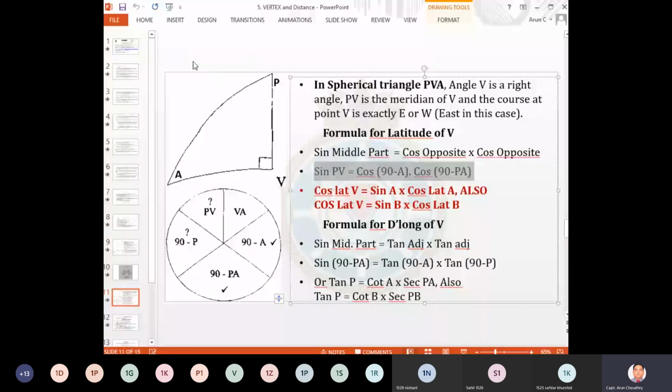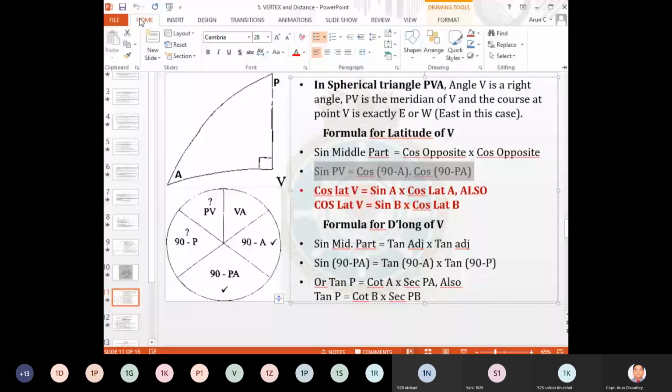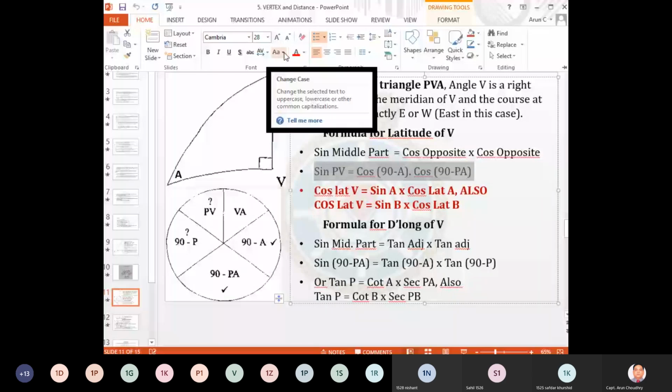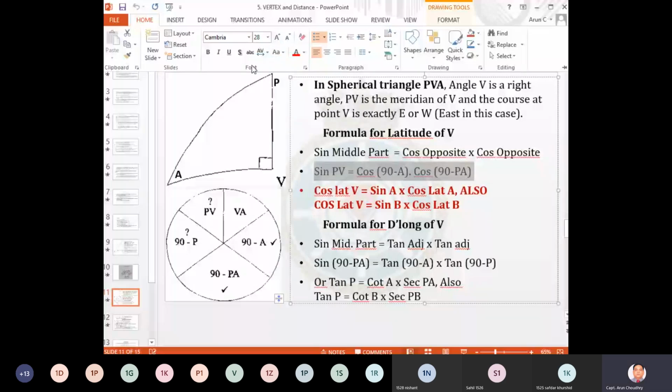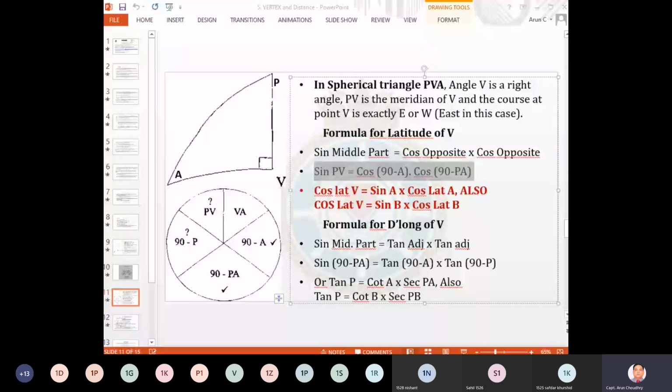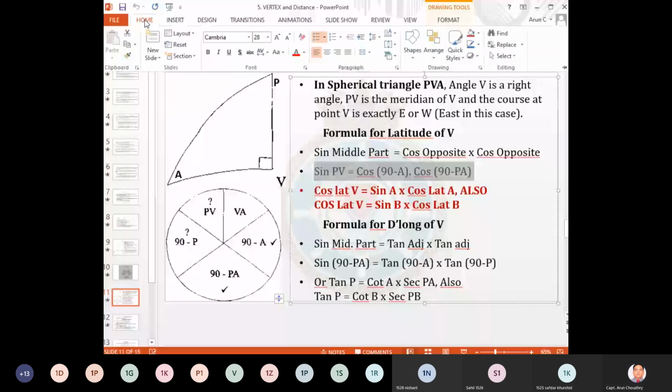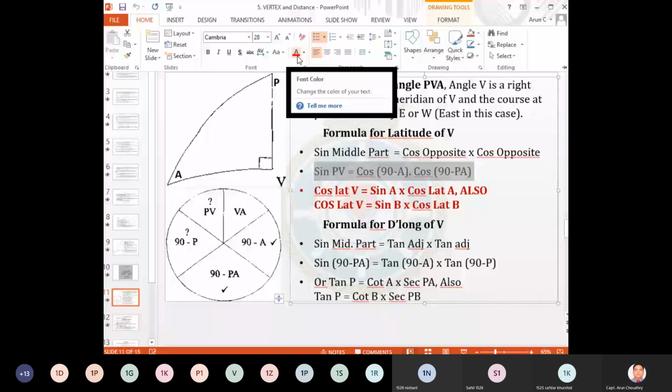I'm just highlighting it. Can't find the highlighter. Okay, anyway, I'll just change the color.